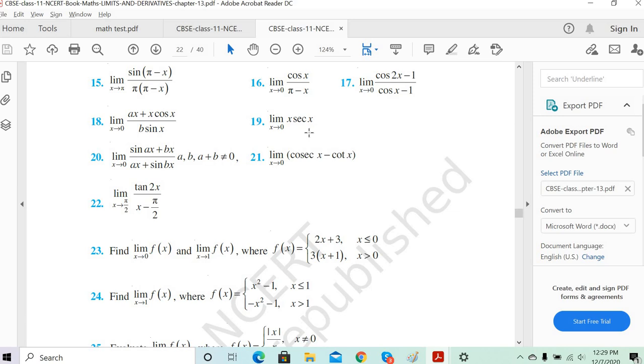Sir, even the 21st one, can we use it like cos 0 degree minus cot 0 degree? Can we use it directly? Sin 0 and cot 0. Cosec 0, no, here you can't use it, because cosec 0 is not defined.